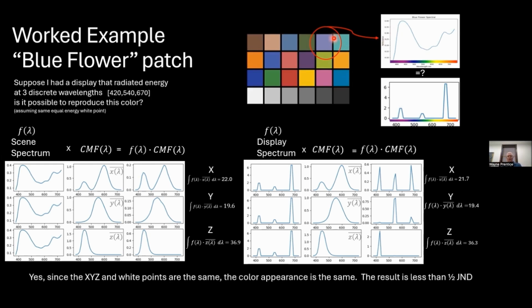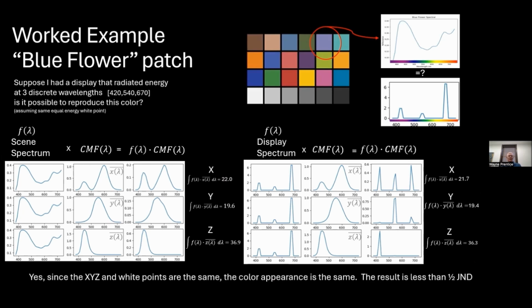Well, let's go through and compute the X, Y, and Z values. So here's the spectrum right here. Here's our X bar, Y bar, Z bar color matching functions. We take the product of those, integrate it all up, and we get a number, 22.0. And we do the same thing over here. We take our little spikes, multiply them by the color matching functions, measure the area underneath all these curves, and we get 21.7, 19.4, and 36.3.